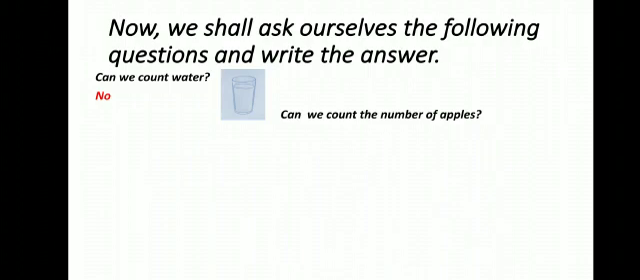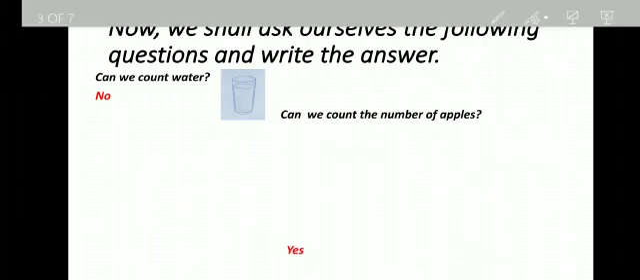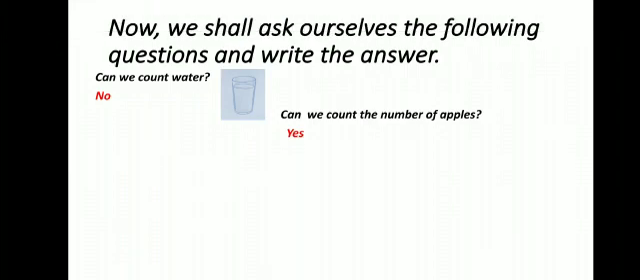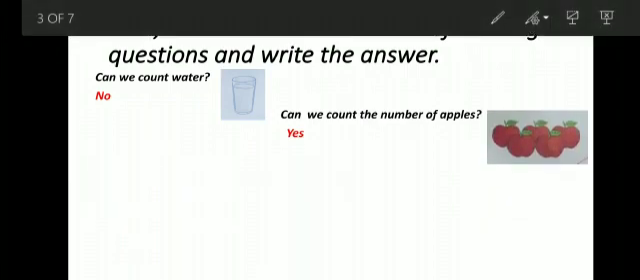Can we count number of apples? Yes, we can count apples. So in the picture you can count. There are 5 apples, right? So we can count apples.